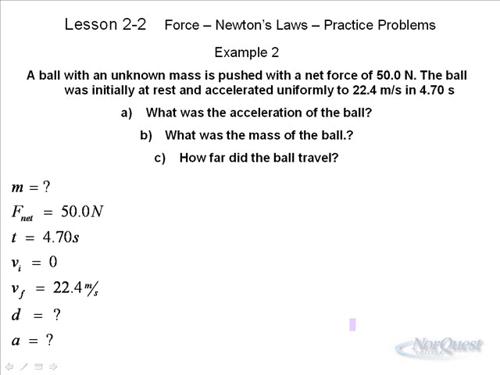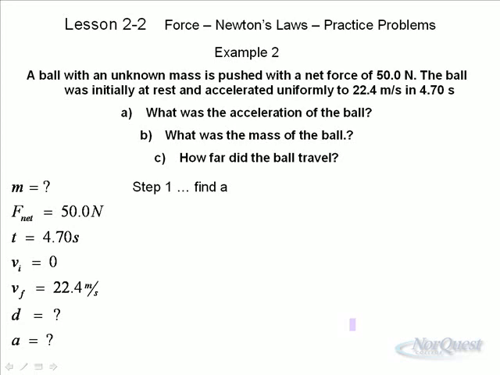Because we know, first we're probably going to figure out what the acceleration was using kinematics. Then we'll use Newton's second law. All right? So what's going to happen here? To find the acceleration, well, what do we know? Initial velocity was 0. Final velocity was 22.4. The time of travel was 4.7.